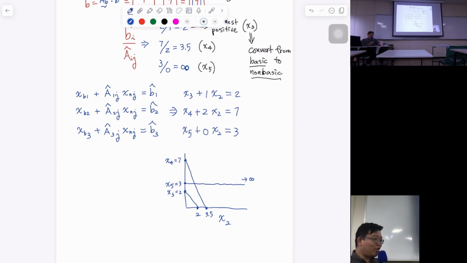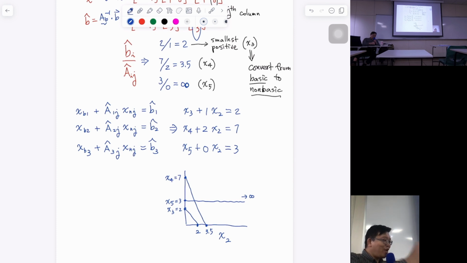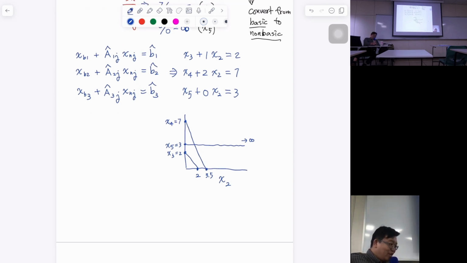So when you did the ratio test, what does that mean? The ratios are actually what you will get for X2. When you increase X2 from 0 to 2, your X3 will decrease from 2 to 0. So your X2 was 0, now becomes 2, and your X3 was 2, now becomes 0.